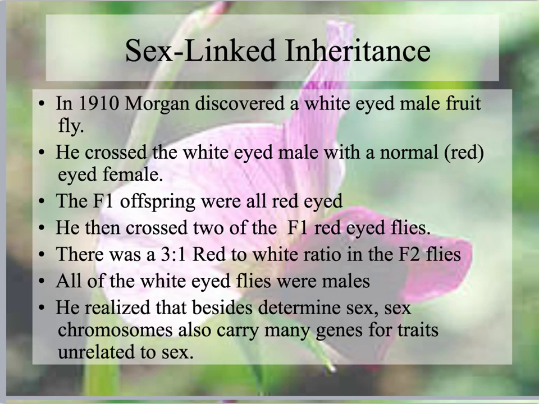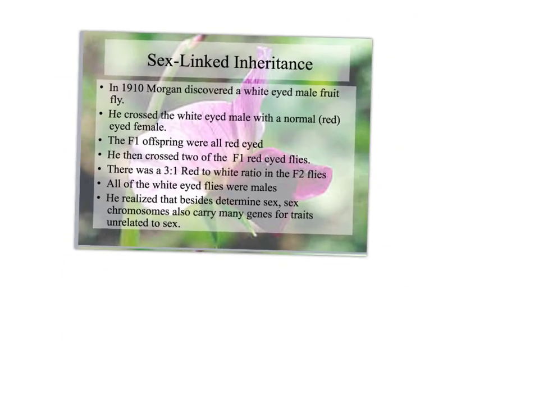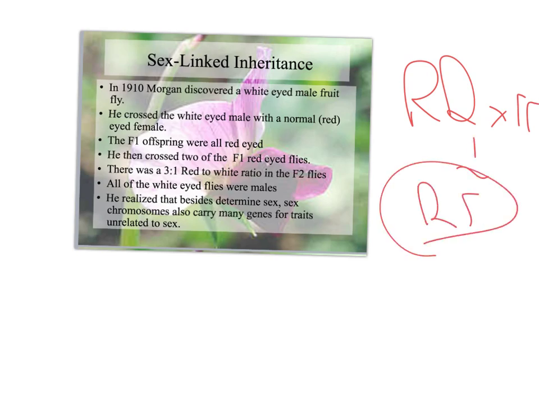But Morgan found a white-eyed male, and he crossed a white-eyed male with a normal red female. They were all red eyes. Now, if you do simple Mendelian genetics, you think, okay, you cross red with white and you get all red. It's a dominant trait. So you cross this with this, you should get this all being red. That fits what Mendel found.